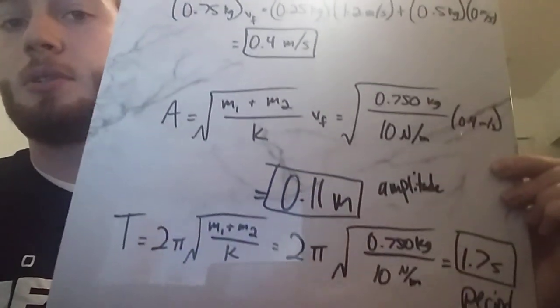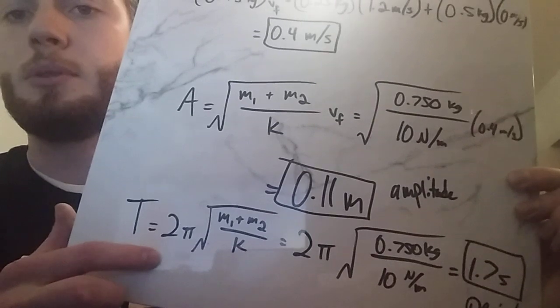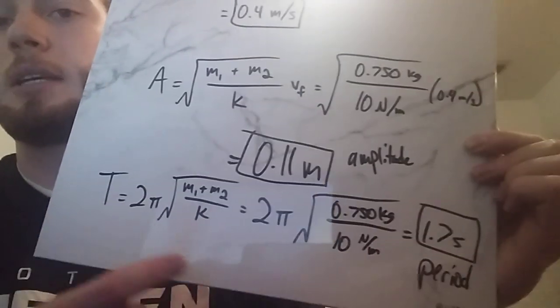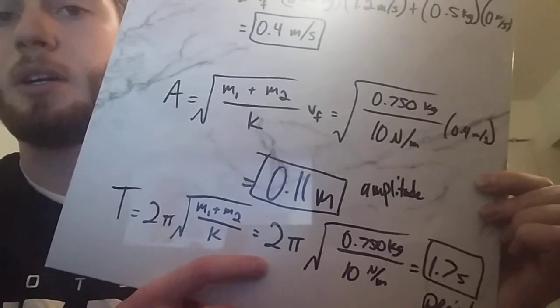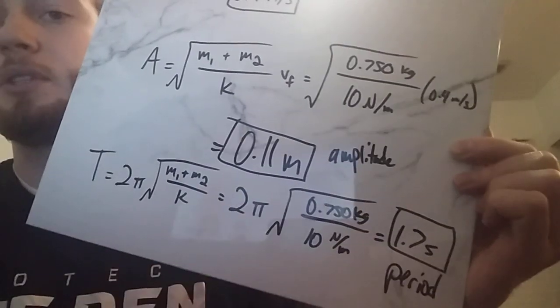Now, it also wants us to solve for the period. Our equation for that is T equal to 2 pi times the square root of (mass 1 plus mass 2) divided by k. Again, we're going to simply plug in the values that we have: 2 pi times the square root of 0.75 kilograms divided by 10 newtons per meter. It comes out to 1.7 seconds.